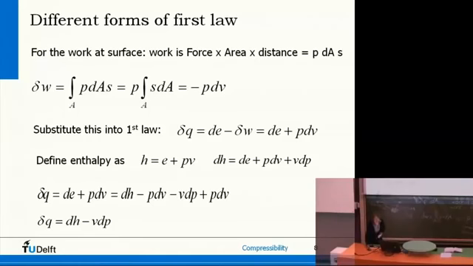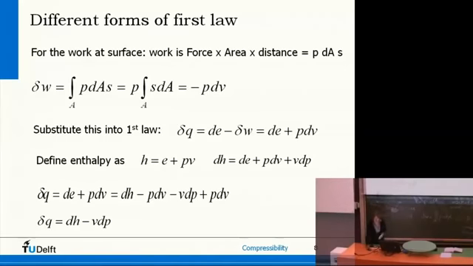Then the differential form: if I differentiate, I get dH is equal to dE plus d(PV), right? And then I apply the chain rule. So the differential of PV is PdV plus VdP, with V still the specific volume. So I have this relation, and I have this relation. Now I can combine both.